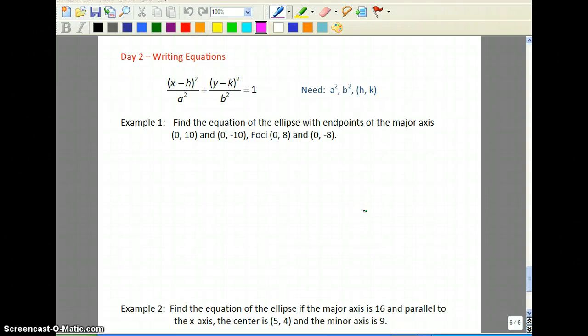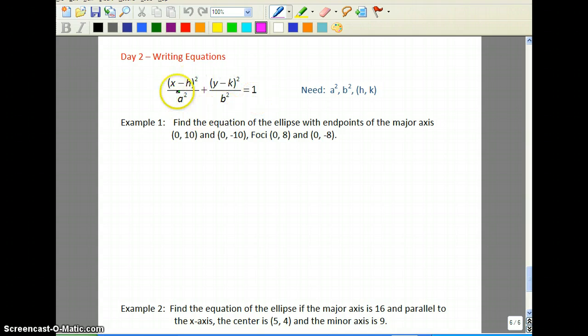All right, day 2 of ellipses. Now we're going to do the backwards problems where we have to write the equation given certain information. Well, if you understand about ellipses, this won't be very difficult. Remember, our equations are x minus h squared over a squared, y minus k squared over b squared equals 1.